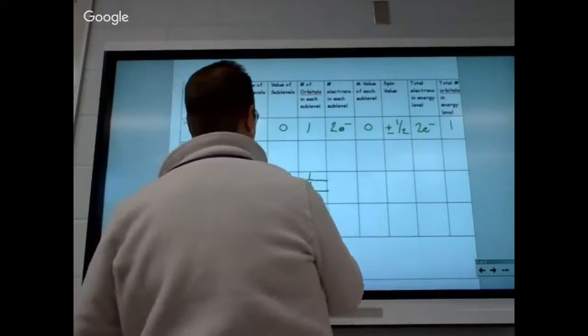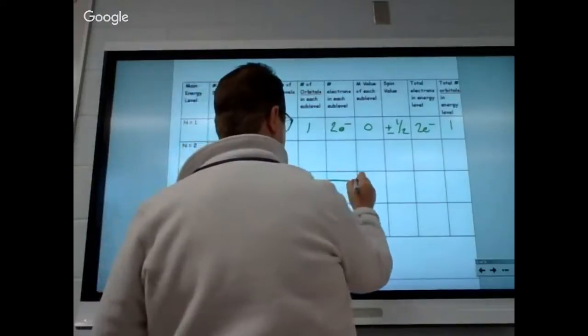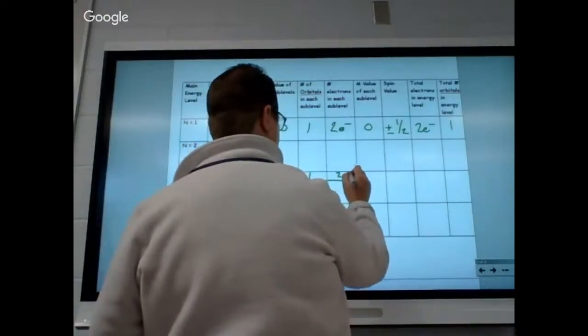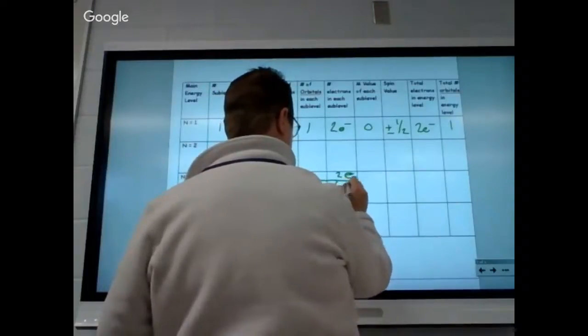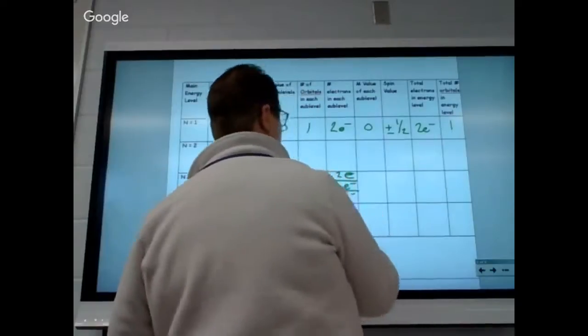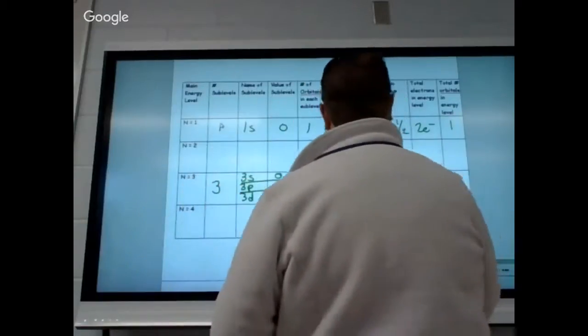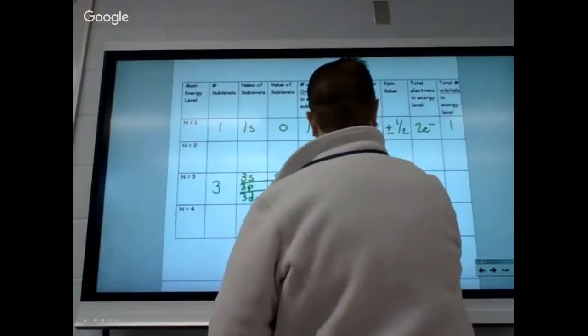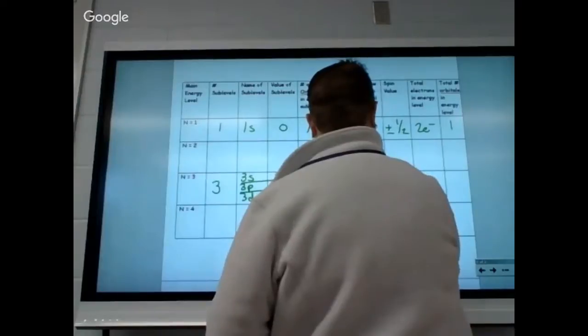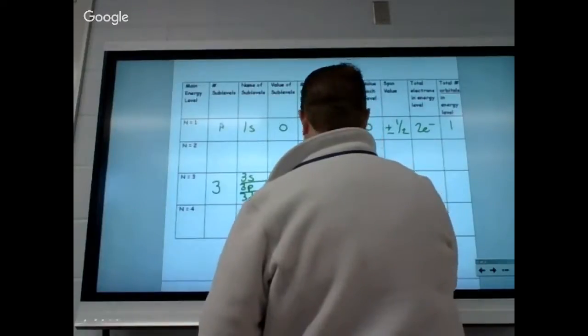All right, the number of electrons in s: 2. And in p: 6. And in d: 10. Okay. All right, so the m values is where I'm going to struggle to get this in here. All right, s: 0. And in p: -1, 0, 1. And d.